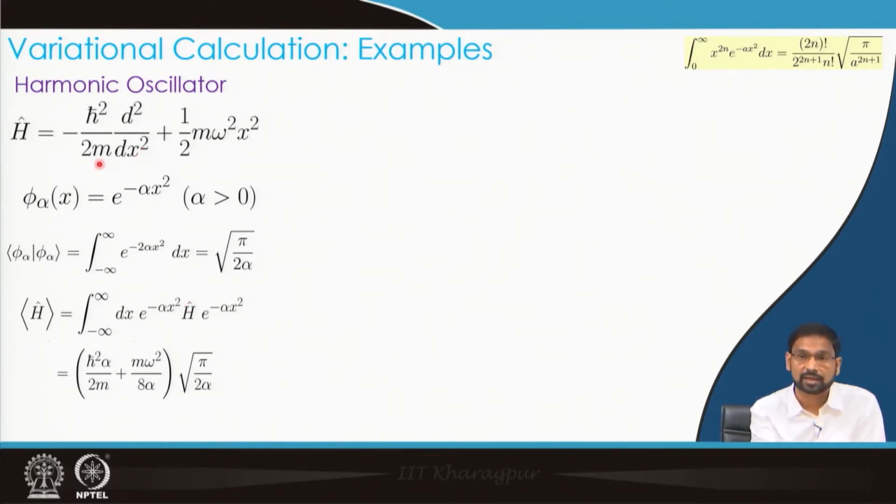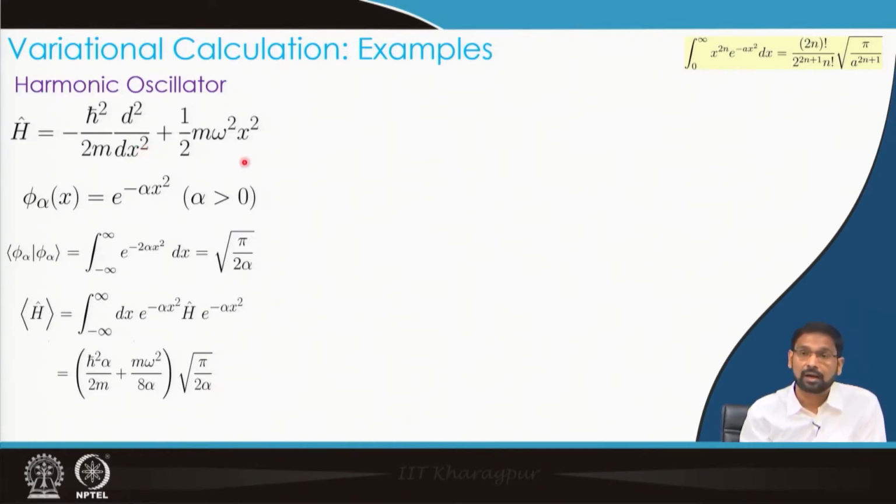The first term, the kinetic energy term, has a second derivative with respect to x. So, that means d square by dx square has to work on e to the power minus alpha x square. That means I have to obtain a second derivative of e to the power minus alpha x square with respect to x and then multiply that function with the e to the power minus alpha x square. That is when I am looking at the kinetic energy part of the Hamiltonian.